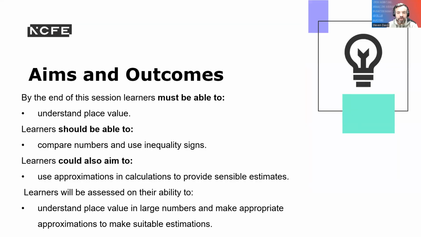Aims and outcomes. By the end of the session, learners must be able to understand place values. Learners should be able to compare numbers and use inequality signs. Learners could also aim to use approximations in calculations to provide sensible estimates, and learners will be assessed on their ability to understand place values in large numbers and make appropriate approximations to make sensible estimations.